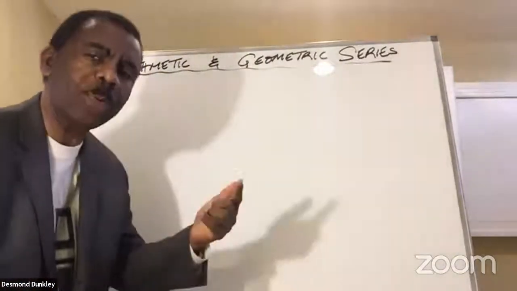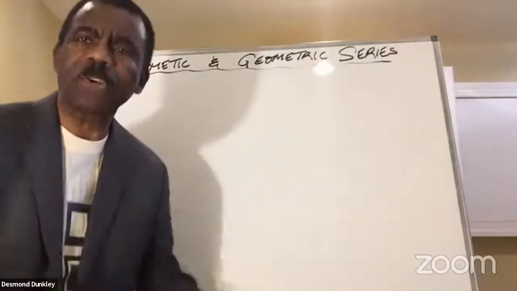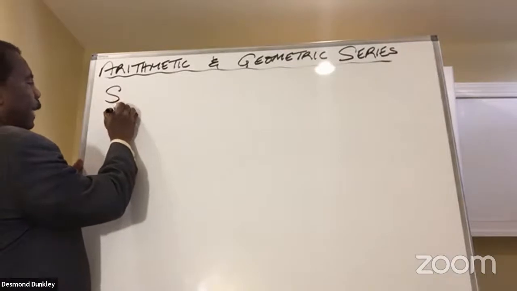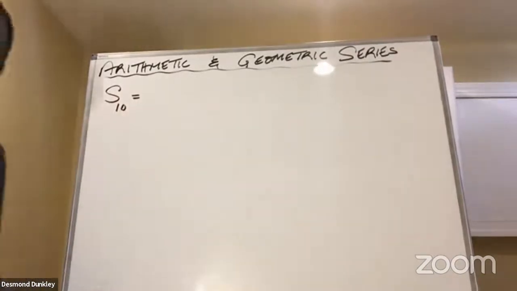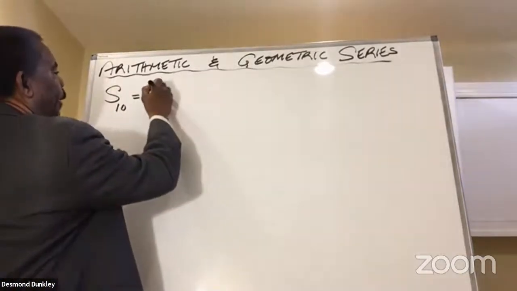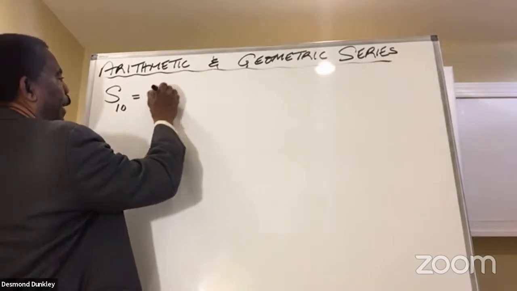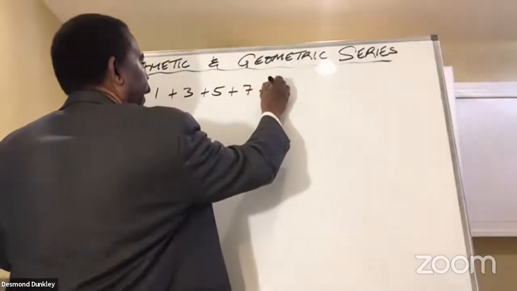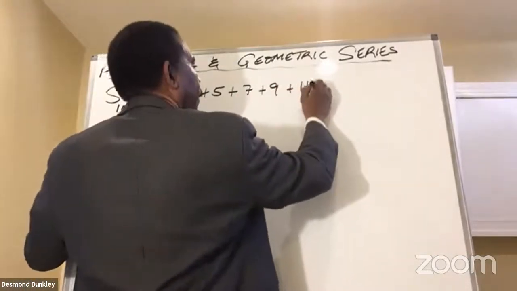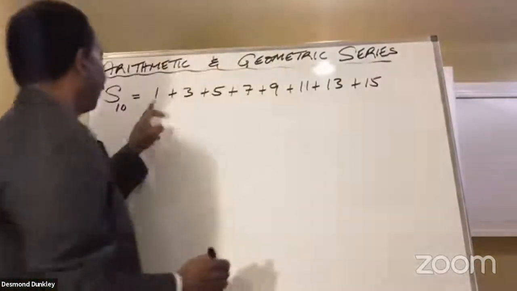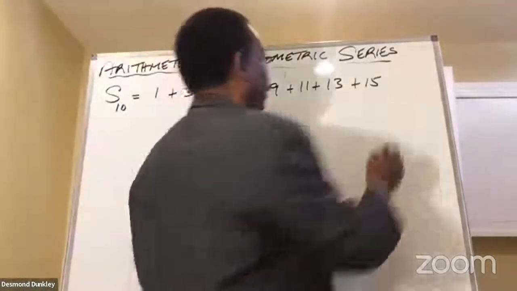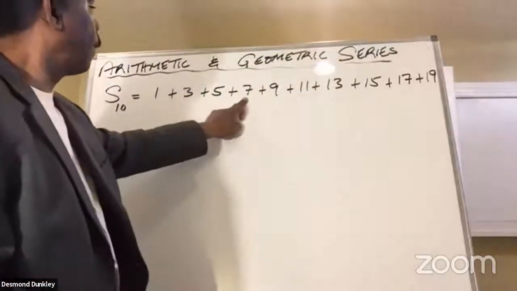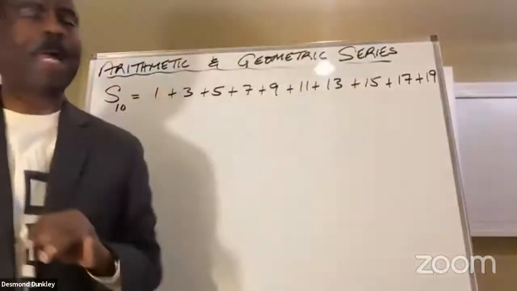So I'm going to give a sequence and we're going to try and add the first 10 terms of the sequence. Let's use the letter S for sum, and the subscript 10 to say it's the sum of the first 10 terms. Let's keep it simple: 1 plus 3 plus 5 plus 7 plus 9 plus 11 plus 13 plus 15 plus 17 plus 19. How many do we have? 1, 2, 3, 4, 5, 6, 7, 8, 9, 10. Beautiful. We have 10 terms.